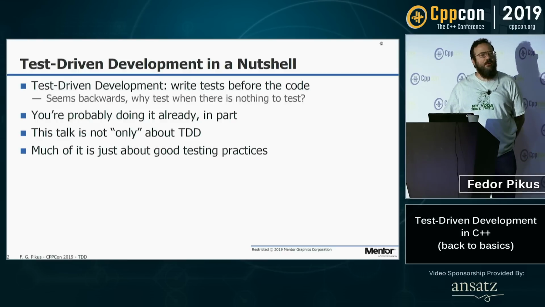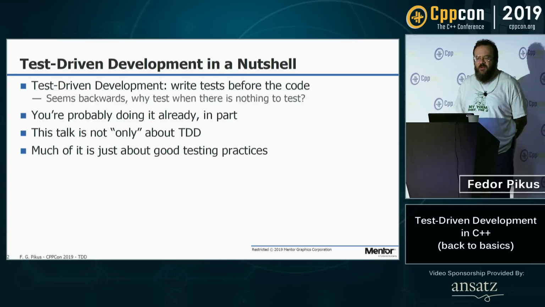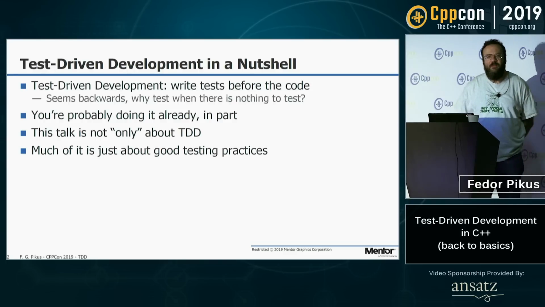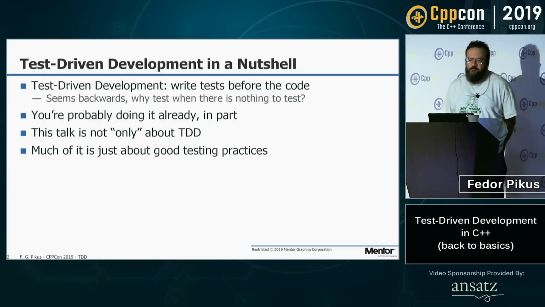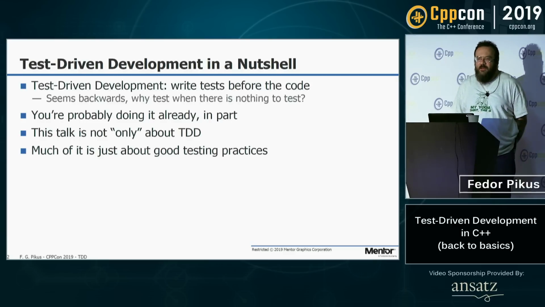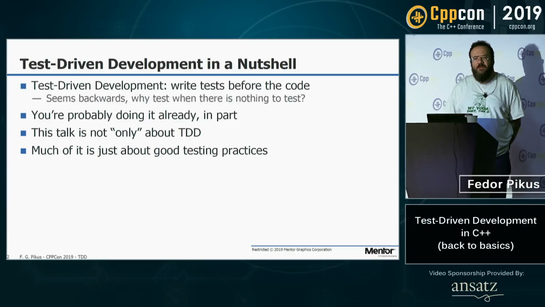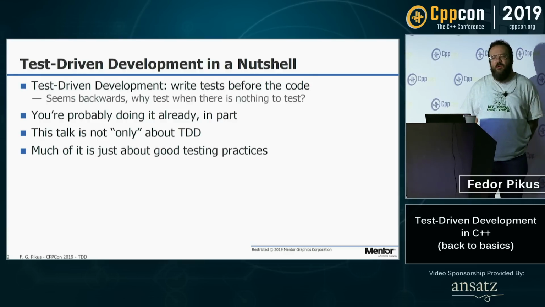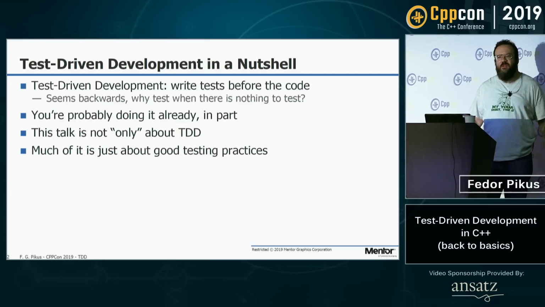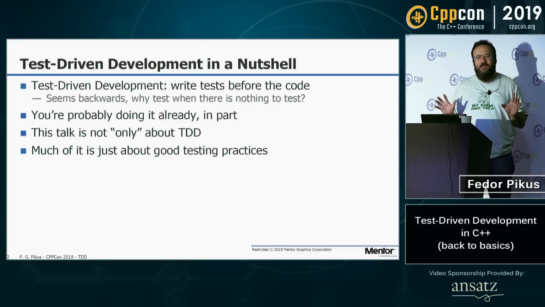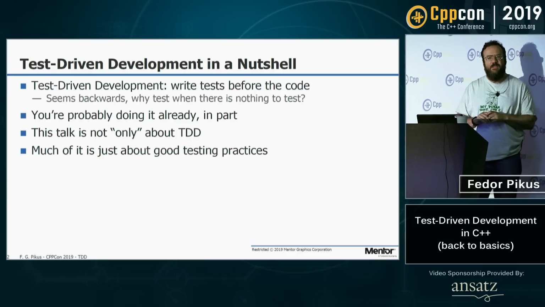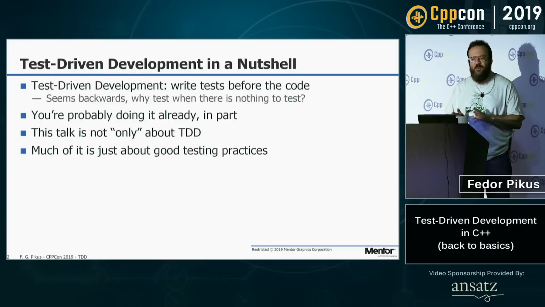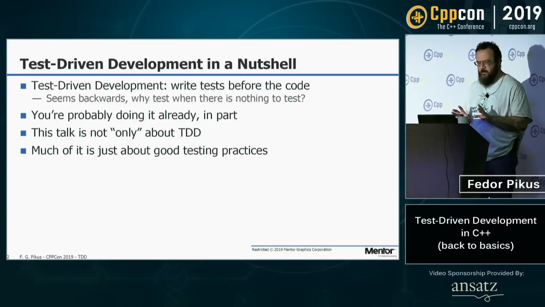So, in a nutshell, test-driven development is about writing tests before the code. Thinking backwards, it is. The thing is, you're probably already doing it at least sometimes, but the other part is really, this talk is probably 10% about test-driven development, pure test-driven development. And the rest is about good testing practices and the effect it has on your development process. If you do the remaining 90% and you never do the 10% about doing the test first, you're doing really well.